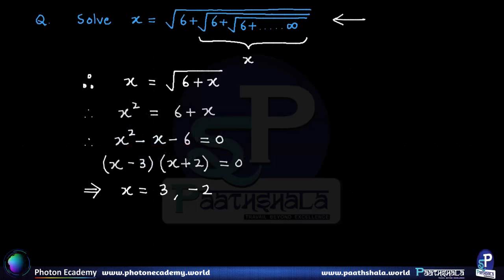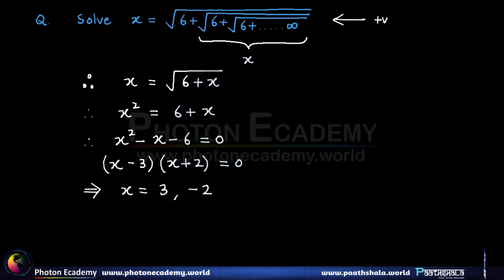Now when we observe the given expression, so the right hand side, since it contains all the positive numbers, that is 6 plus some root, and inside that we have again plus 6 plus everything. So in short the entire right hand side is positive. So we must choose the positive value of x. So therefore minus 2 is not the valid answer, whereas x equal to 3 is the correct answer of this particular equation.